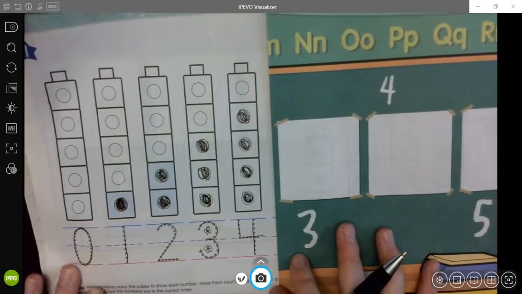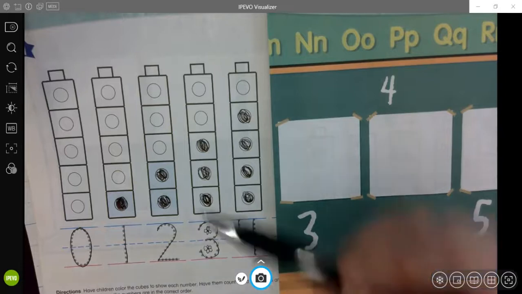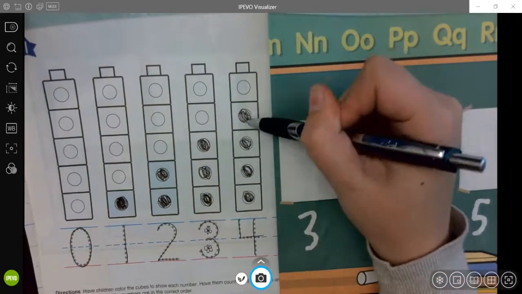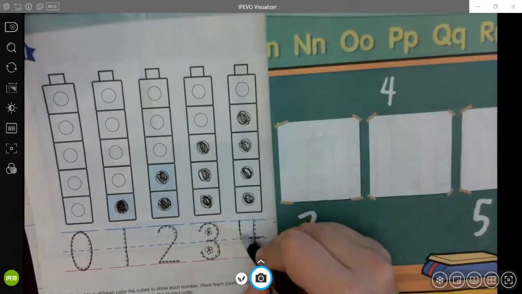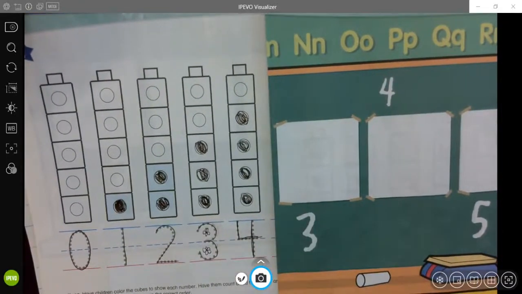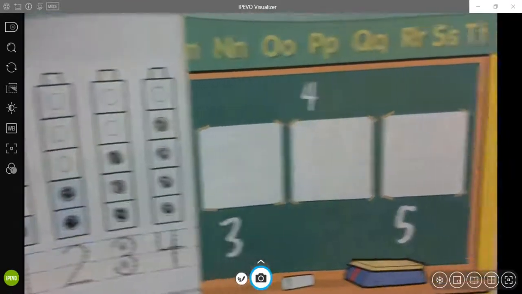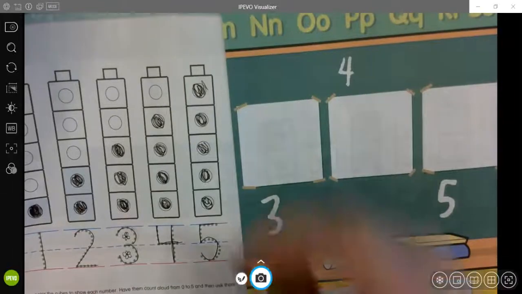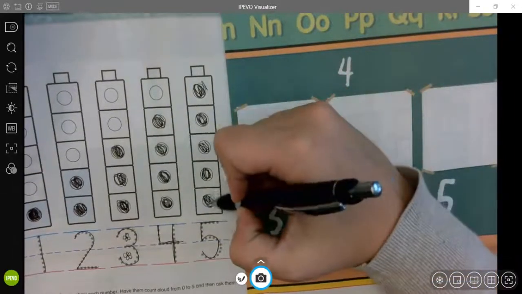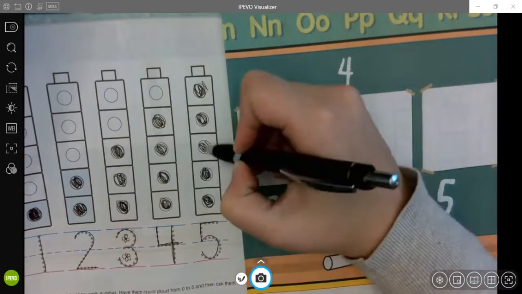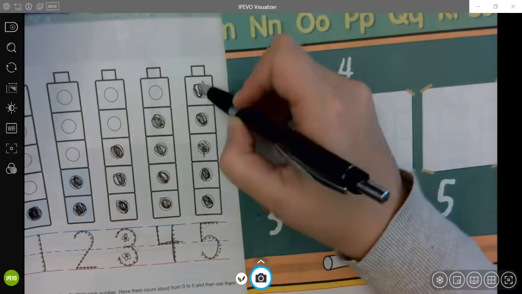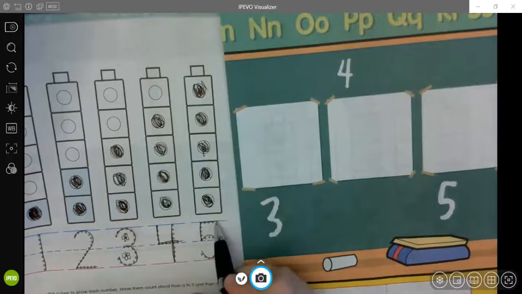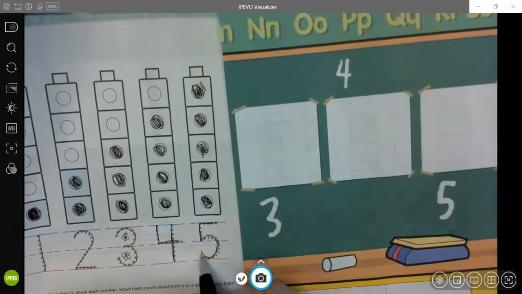What comes after 3? You guessed it, 4. So we have to color in 4 cubes. 1, 2, 3, 4. And we practice tracing the number 4. What comes after 4? It's 5. So we have to practice coloring in the cubes. 1, 2, 3, 4, and 5. So we have to practice tracing the number 5. Top hat down and a big old belly.